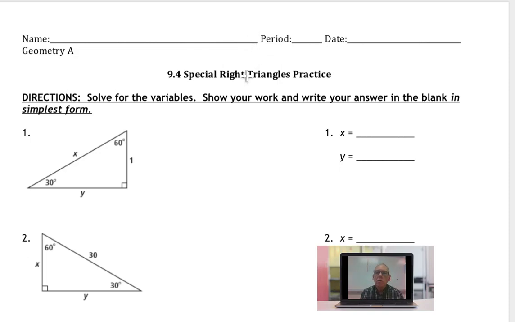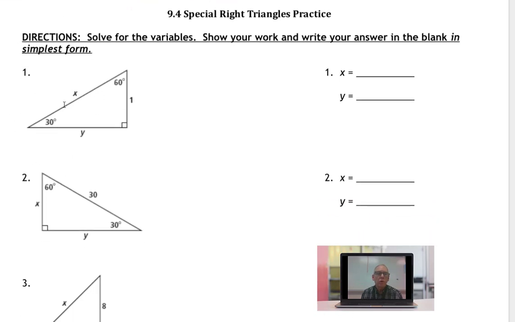Okay, so this is additional practice for special right triangles. As a reference, let's draw 45, 45, 90. Now let's draw 30, 60, 90. And use these for reference.